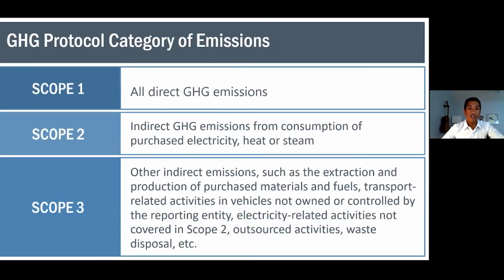So diving into this is more just a table going over what I just discussed. So in summary, scope 1, really your combustion sources. Scope 2, electricity you purchase. Scope 3, all your indirect emissions upstream and downstream.